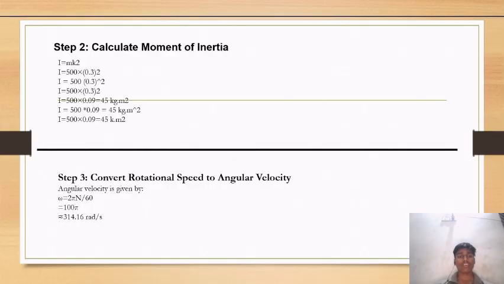After that, we need to convert rotational speed to angular velocity. For converting to angular velocity, omega is equal to 2 pi N by 60, the common formula we know. That gives 100 pi, and the answer is 314.16 radian per second.